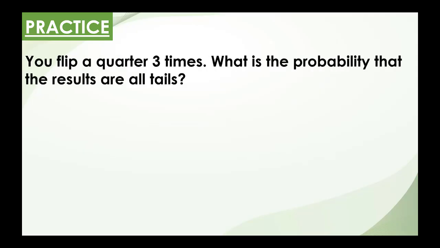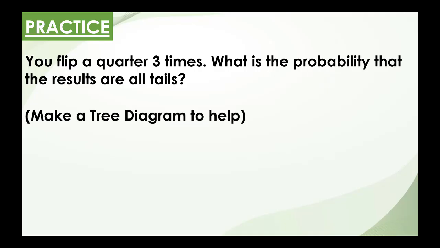So here's a practice problem. You flip a quarter 3 times. What is the probability that the results are all tails? And as a little hint, you might want to make a tree diagram to help you understand what the sample space looks like. So go ahead, pause the video, give this problem a try, and when you're ready, hit play. Okay, so let's take a look at the solution.